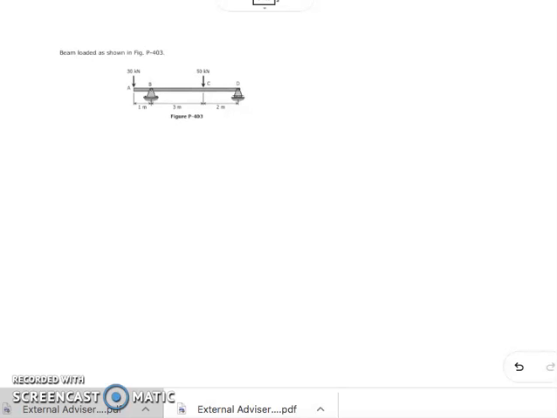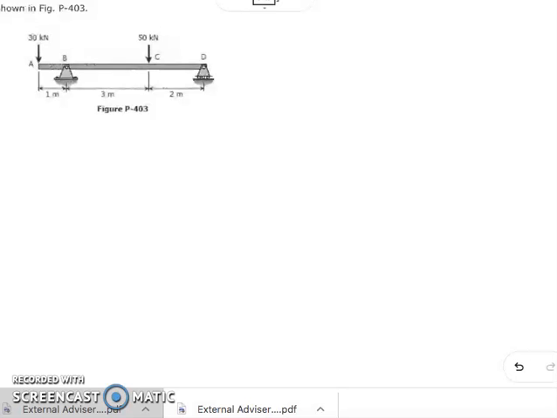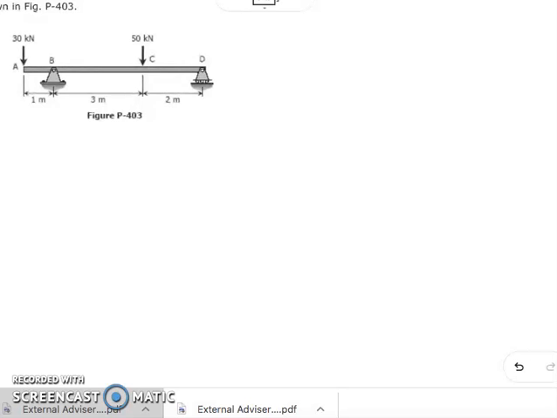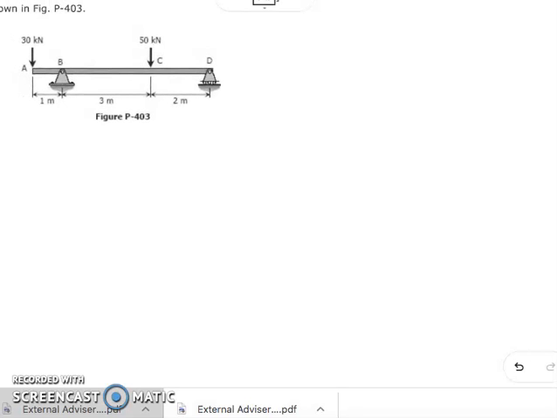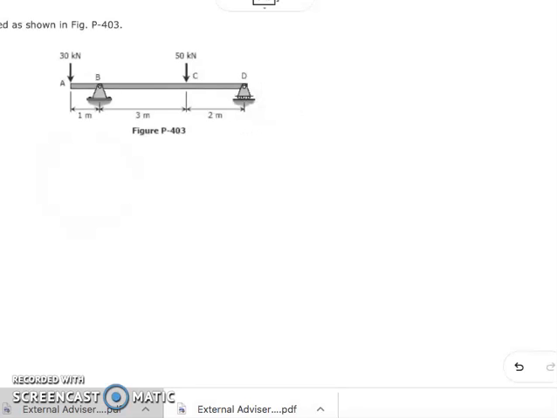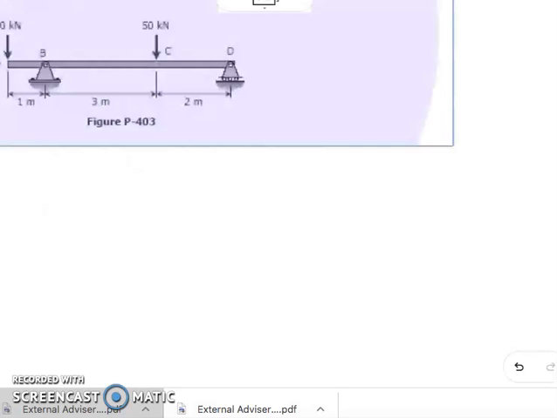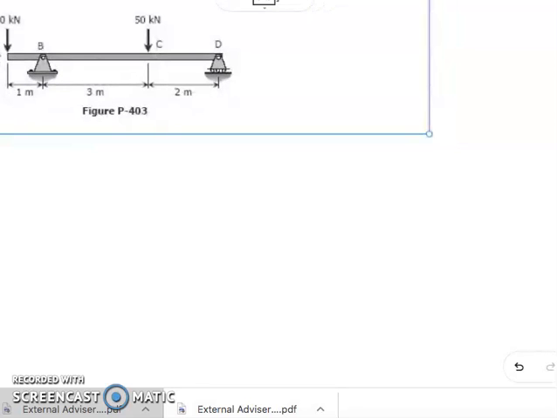Okay, for our first problem, we have a beam as shown in the figure. It is loaded with concentrated loads having values of 30 kilonewton and 50 kilonewton. The total length of the beam is 6 meters, and we have a hinge support at point B and a roller at point C.